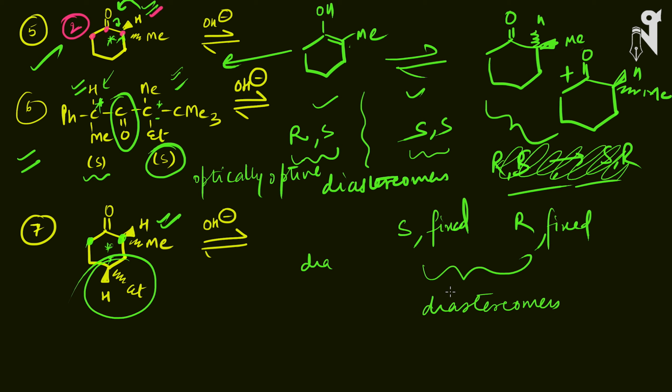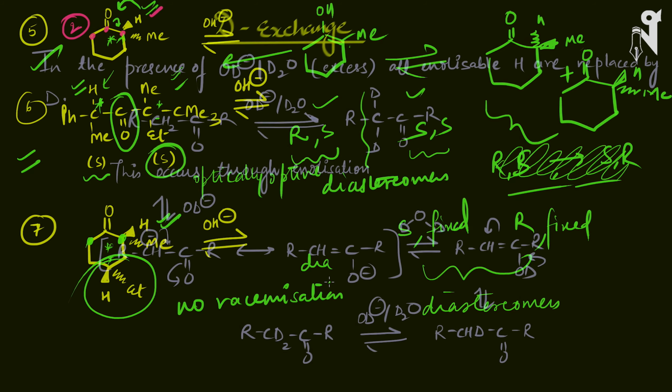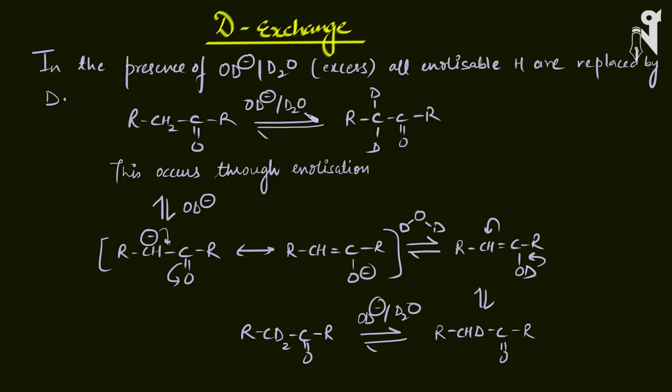So again, no racemization is taking place. No racemization. These are the important questions. You get such questions in the advanced papers. Next topic we'll talk about is D-exchange.